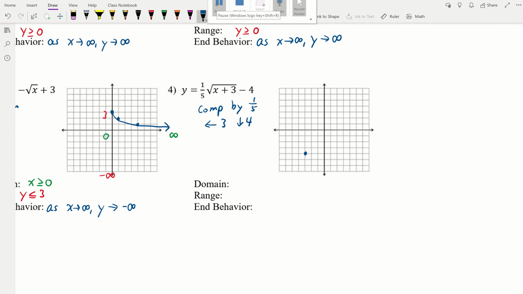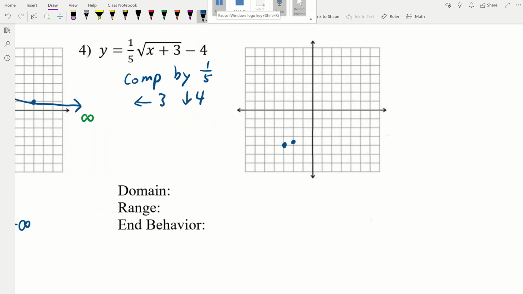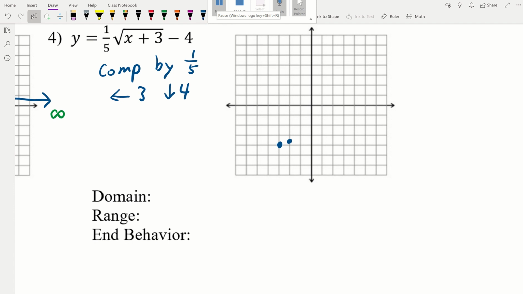So now when we go to graph, from the point 0, 0, we're going to move left 3, down 4. And instead of moving right 1, up 1, the compression is going to move us right 1, up a 5th. Now that's going to be pretty tough to graph, especially on this graph here. If we go right 4, normally we go up 2. Now we're going up 2/5. Well, that's not even a half. So the shape's going to maintain the same idea, but it's going to be very flat due to that compression.